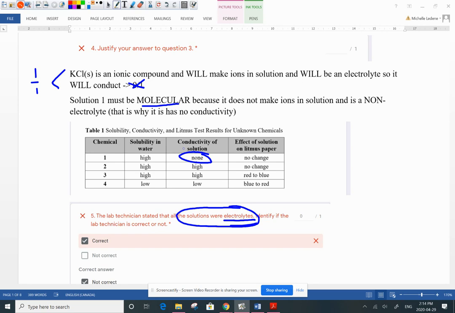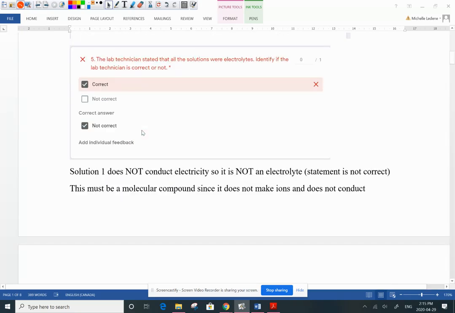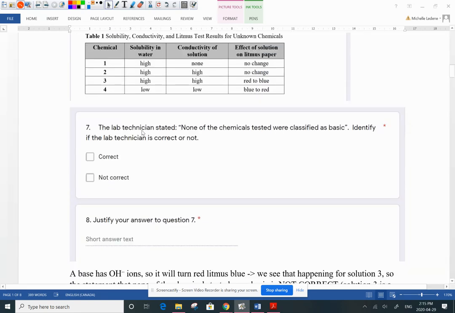You have to look through and decide for yourself, are they all conductive? Well, this solution was not. So you know that was a molecular compound. And so that's what your reasoning, your justification, had to talk about. Solution 1 was not conductive, so it was not an electrolyte. This statement is not correct by what the lab technician said.